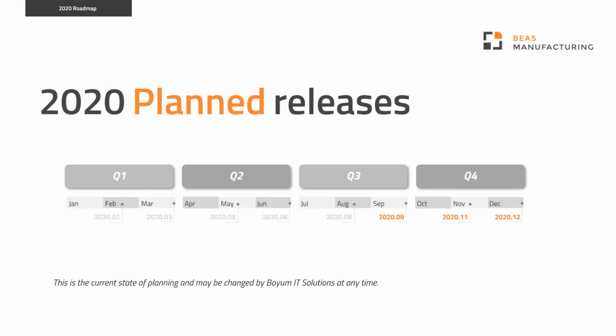In this final slide of our presentation, you can see our planned releases for 2020. The release titles are derived from the respective months they are made available. In quarter 3, we are now releasing version 2020.08 in the middle of August and are planning to come out with a new release at the end of September. As the flowchart indicates here, we're planning to come out with a fresh release in every 1.5 months until the end of the year. Please note that this current state of planning may be changed by Boyum IT Solutions at any time.